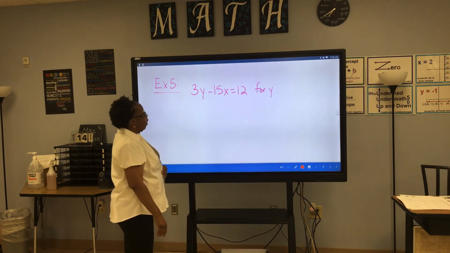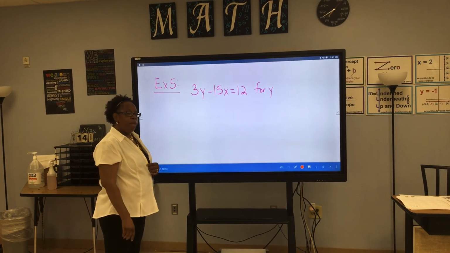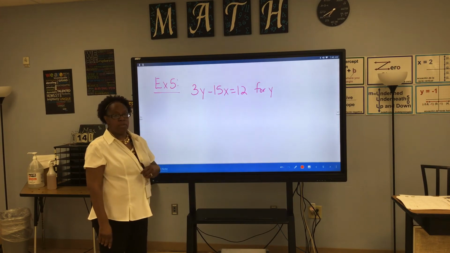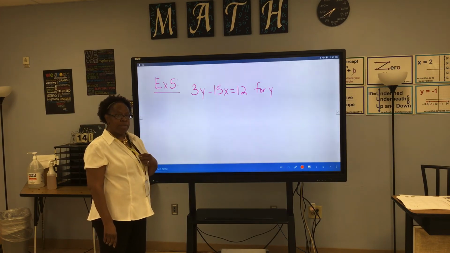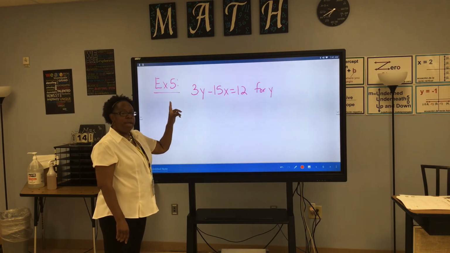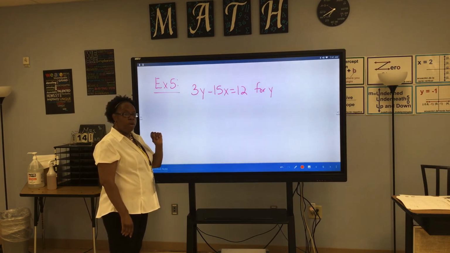This one is 3y plus 15x equals 12, and we're going to solve for y. An equation like this is quite important because when we start doing slope-intercept form, y equals mx plus b, you will need to get equations that look like this into slope-intercept form. So this is great practice. So what do we do when we want to do this?